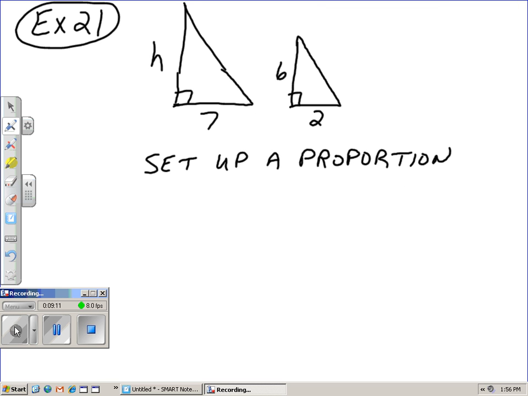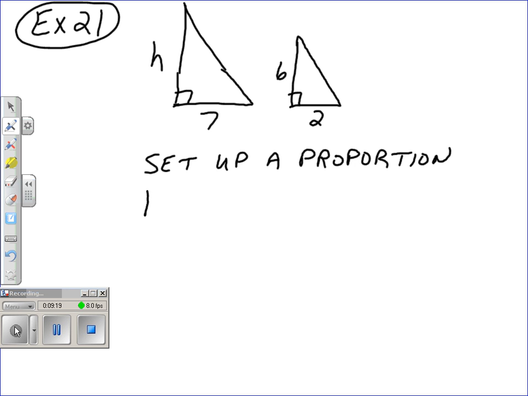Alright, the easiest way to solve these types of problems is to set up a proportion. Remember, a proportion is 2 fractions set equal to each other. I like to start with my unknown, what I'm looking for, h over, now I compare it to something similar. I'm going to compare the h, which is the left side of my first triangle, to the 6 over here, which is the left side of my second triangle.